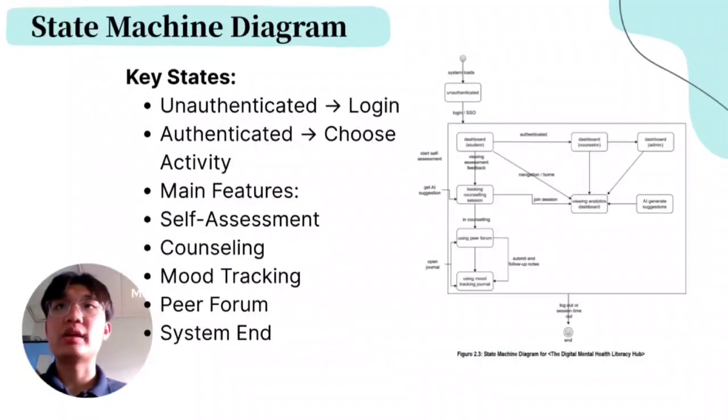Starting point, the user is not yet logged in, and the first step is login. After login, the user becomes authenticated and sees their dashboard. The main activity is the self-assessment part: start the quiz, get the AI suggestion, and read the feedback. The counseling part is book the session, join the session, and the counselor takes notes. Support tools are the user forum, check the mood, and view the analytics. Ending point, the user can log out, or the system session will time out, and the process will end.